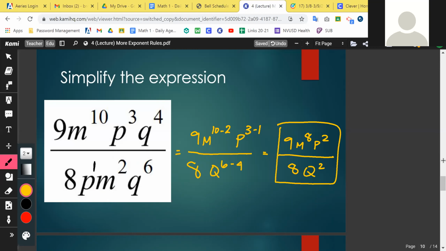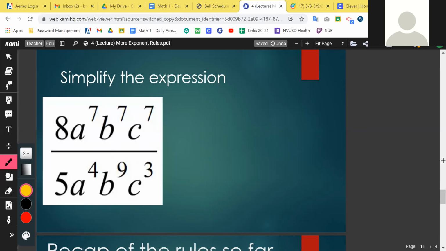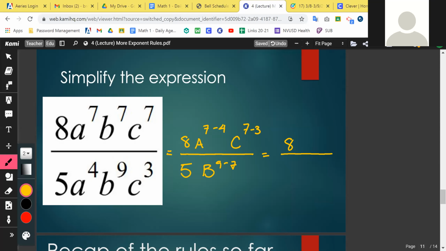Okay, last example. Again, we have two numbers that don't divide, so 8 on top, 5 on the bottom. Okay, my A's are going to go on top, 7 minus 4. My B's are going to go on the bottom, 9 minus 7. And my C's are going to go on top, 7 minus 3. And so my final answer is 8 A cubed C to the 4th all over 5 B squared.